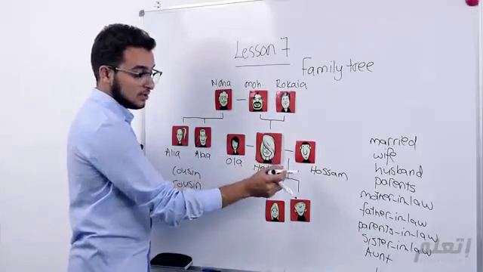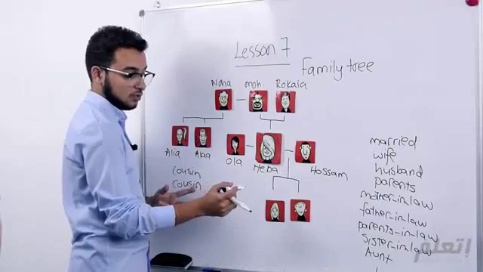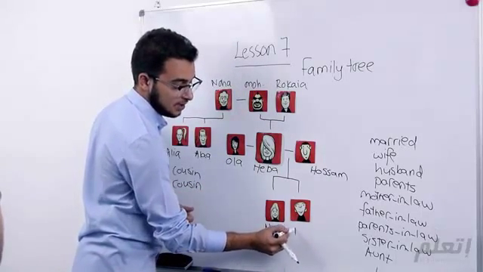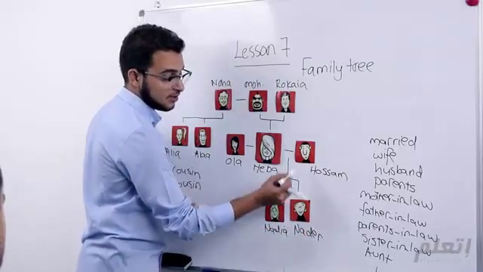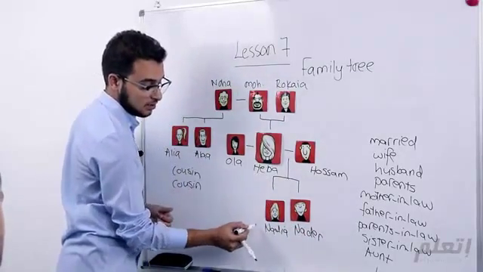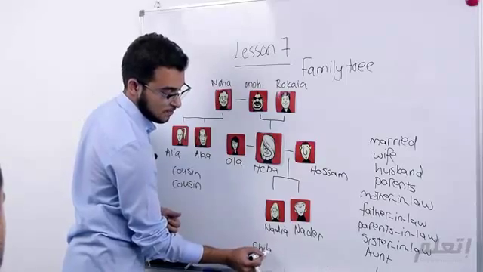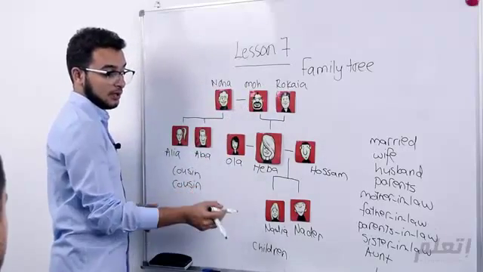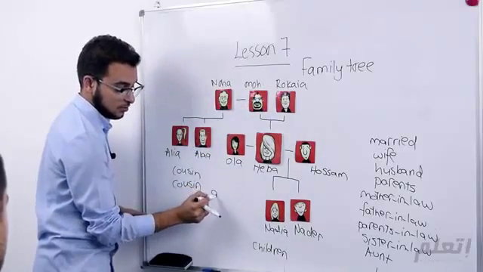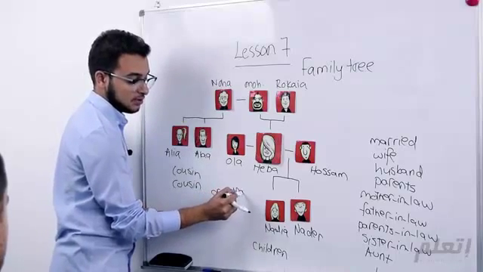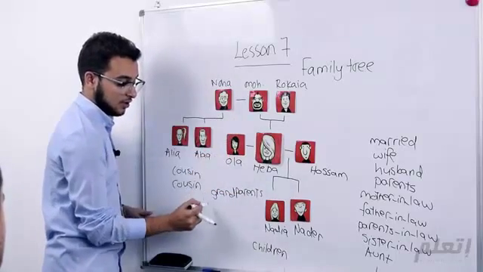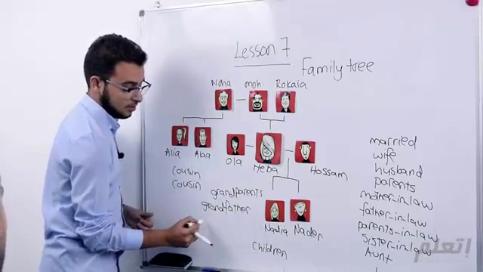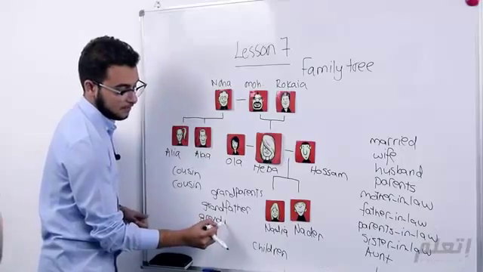Now, who are those? Since Hiba and Hussein got married, they had two children. They had Nadia and Nader. So Nadia and Nader are Hiba and Hussein's children. And Muhammad and Ru'ayya are their grandparents. So their grandfather and grandmother.